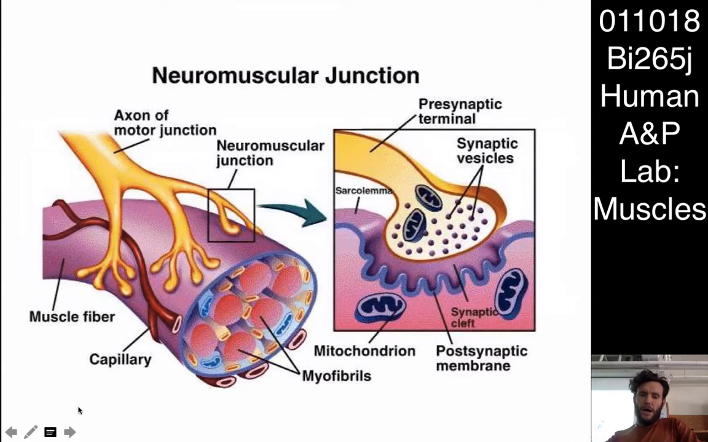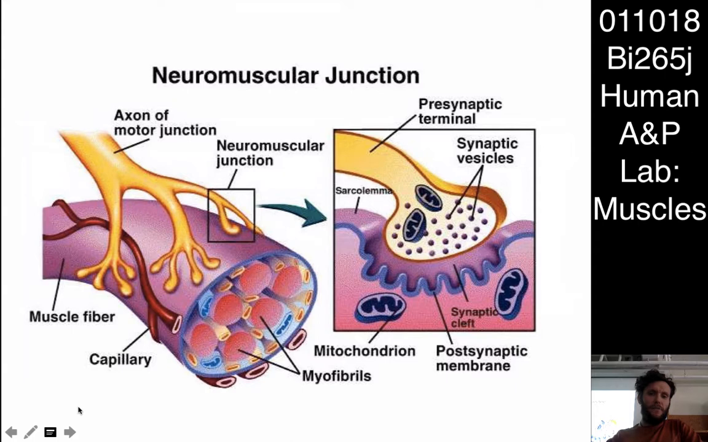So in lecture today, I talked about excitable versus non-excitable tissue. Non-excitable tissue would be either epithelia or some sort of connective tissue. And excitable tissue is either neuronal or muscle tissue. I talked mostly about neuronal tissue, although everything I said today applies to both types of excitable tissue.